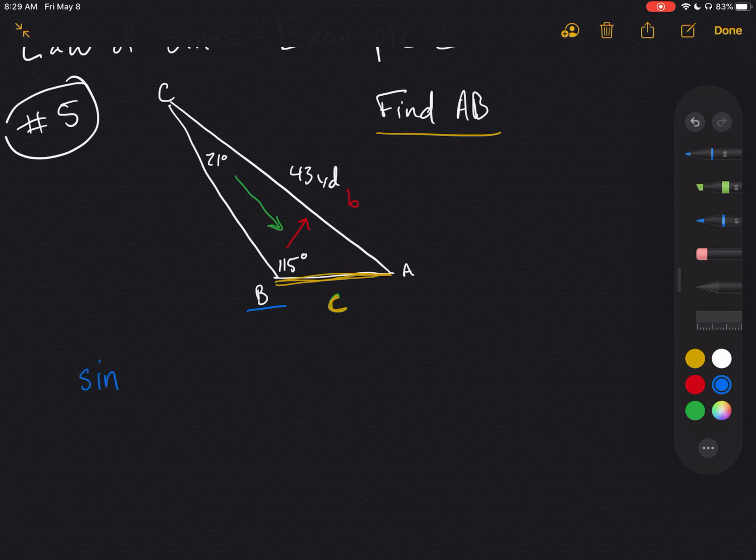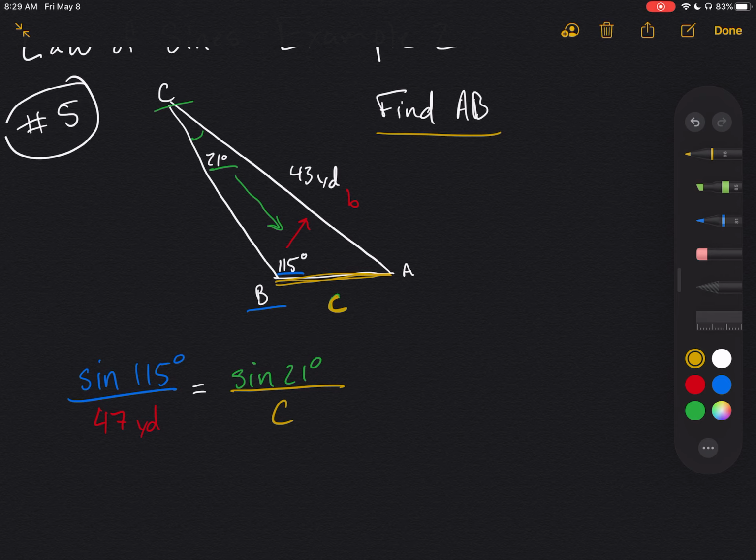The angle B is 115 degrees. The side length B is 47 yards. And this is going to be equal to sine of C, sine of C, 21 degrees. So you can see, hopefully, that's the measure of that angle there. Sine of 21 degrees. And then I'm trying to find the side length C, which is right here. And I don't know yet, so that's our unknown. Right, so I've got it all set up.